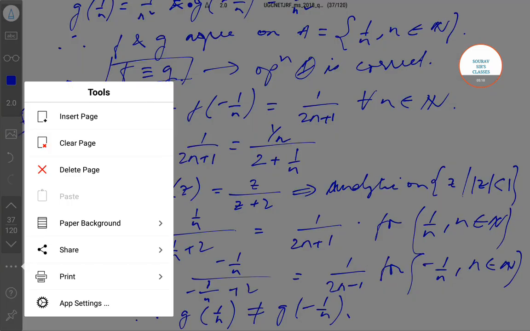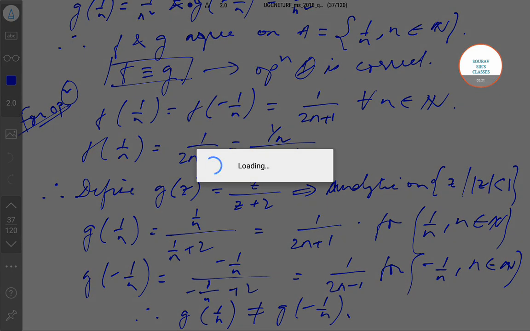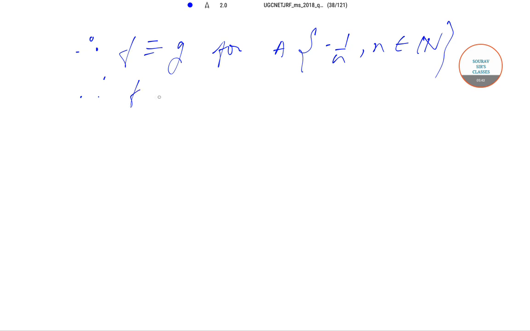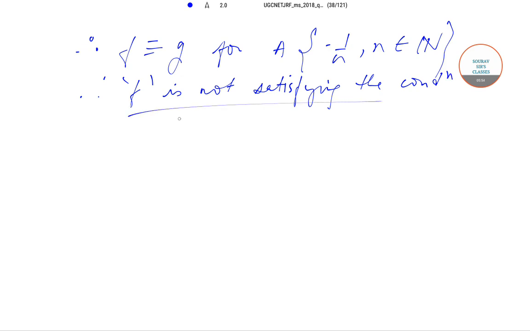Let me insert another page over here. So therefore we can write, f is not congruent to g for minus 1 by n, where n belongs to the set of natural numbers. So therefore this f is not satisfying our condition, so therefore option 2 is incorrect.